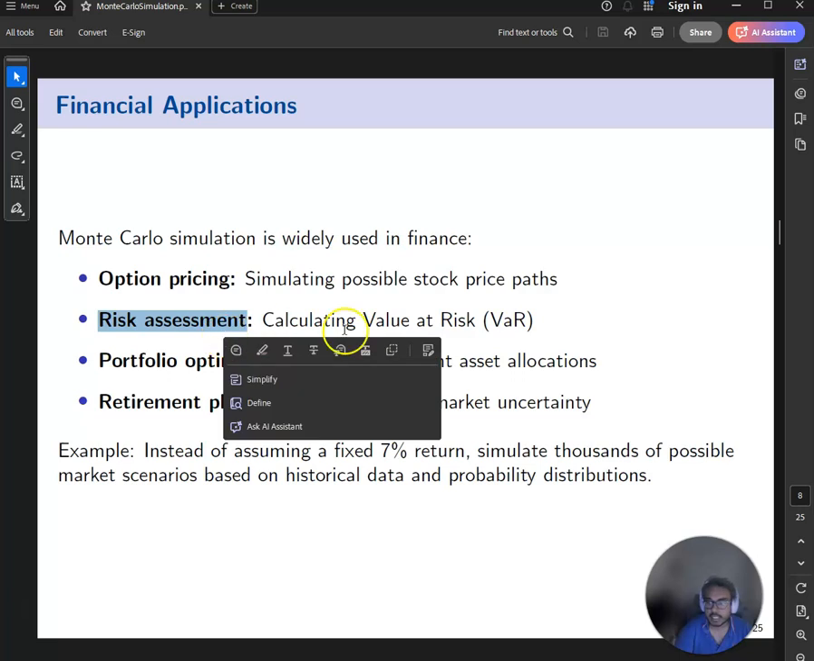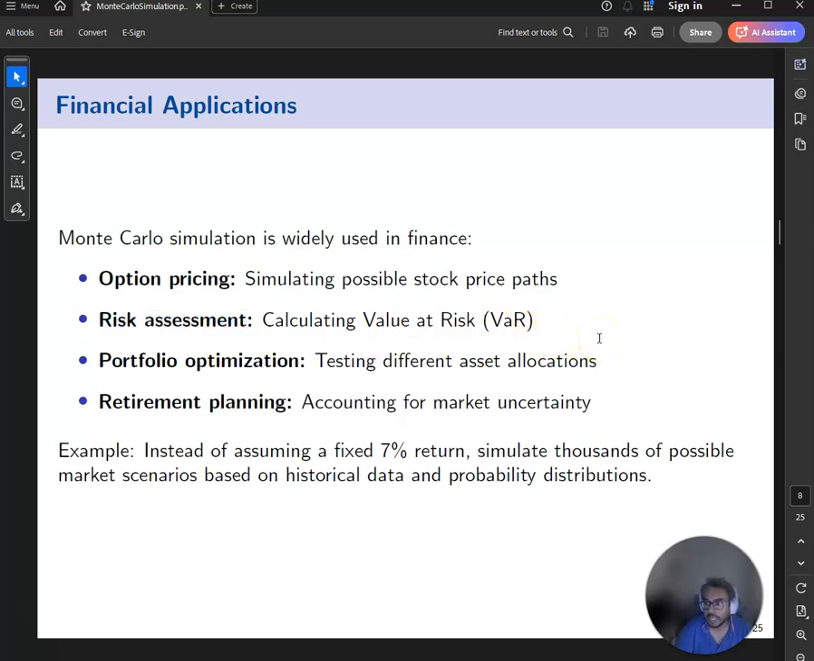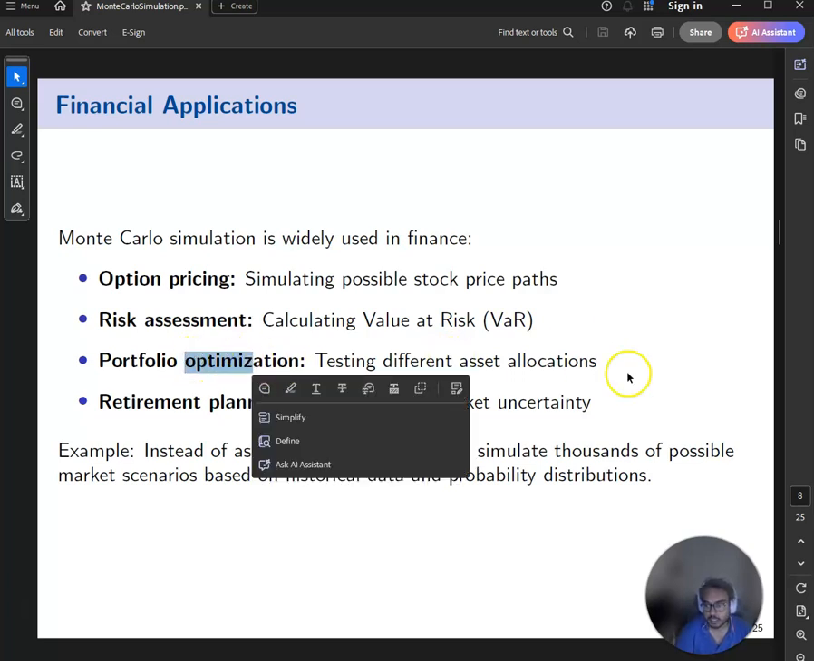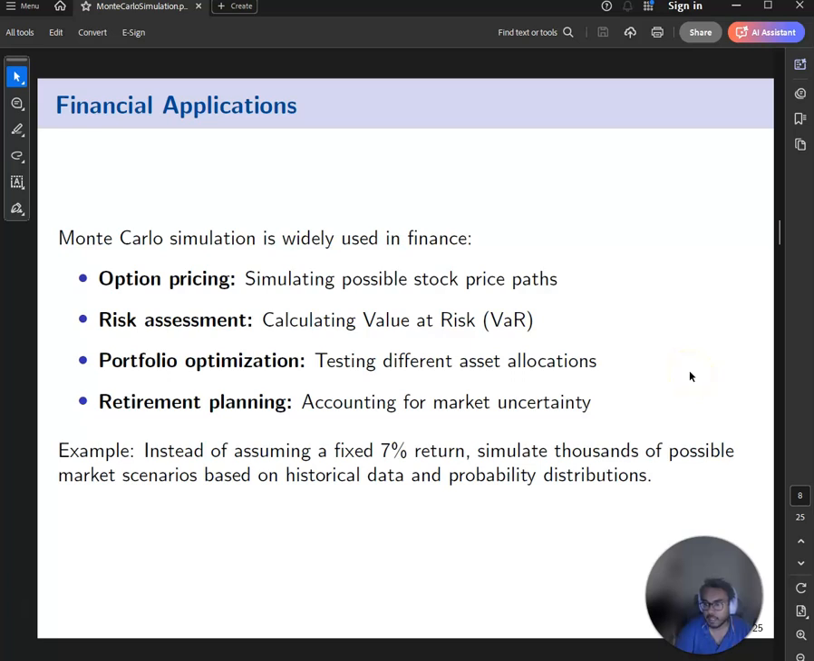Risk assessment is another application of Monte Carlo. When calculating VaR, financial institutions simulate potential market movements to determine the maximum possible loss with a given confidence level. For example, they might determine that there's a 95% chance that loss won't exceed 10 million over a one-day period. Portfolio optimization is the third. Instead of relying on simplified assumptions about returns, managers often simulate various market conditions to see how different asset allocations perform across these scenarios.